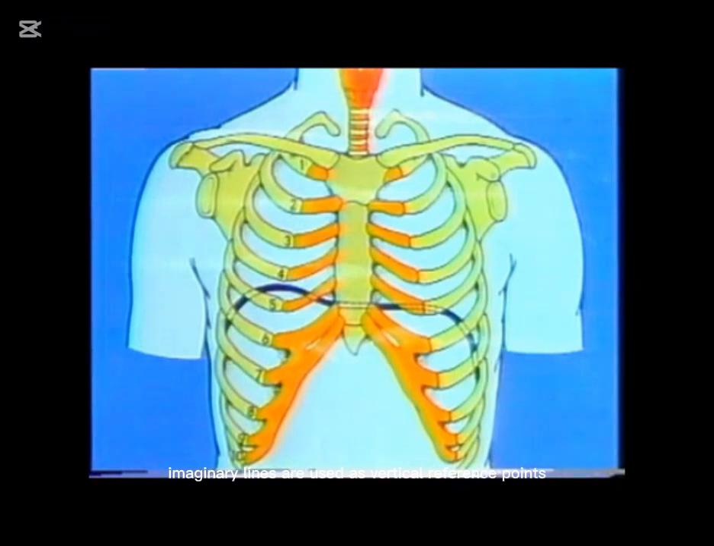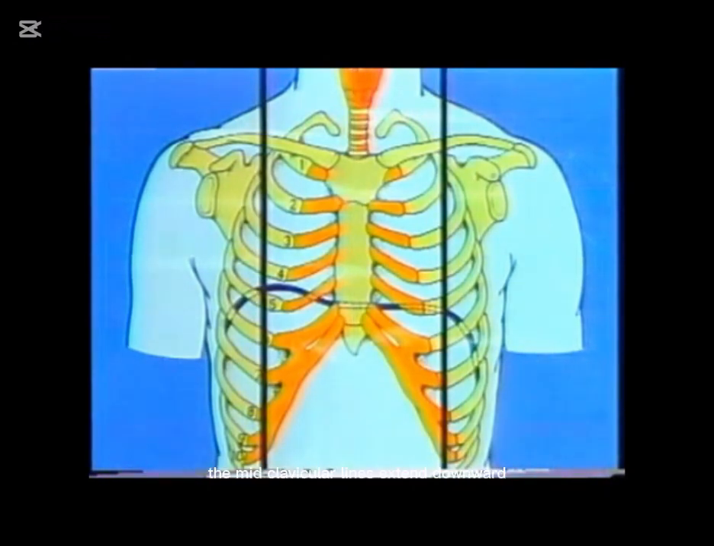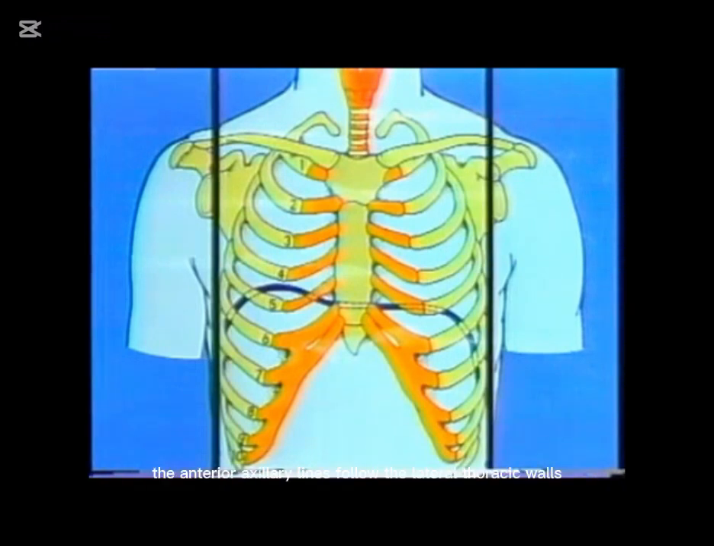Imaginary lines are used as vertical reference points. The imaginary vertical lines are parallel to each other. The midsternal line extends from the suprasternal notch through the xiphoid process. The midclavicular lines extend downward from the middle of each clavicle. The anterior axillary lines follow the lateral thoracic walls on each side. You document points of reference as so many centimeters medial or lateral to these imaginary lines within a specific intercostal space.